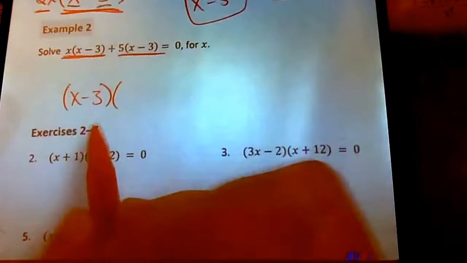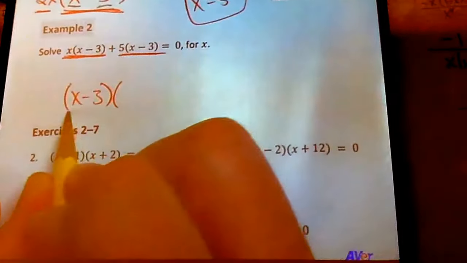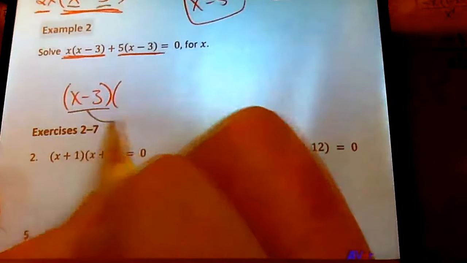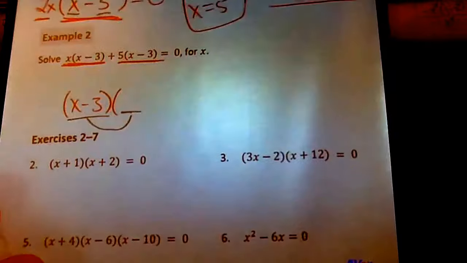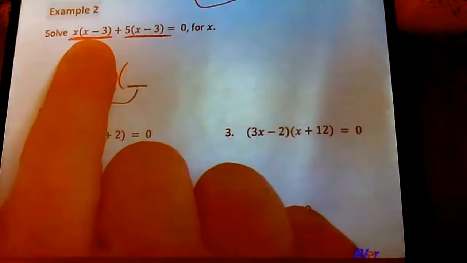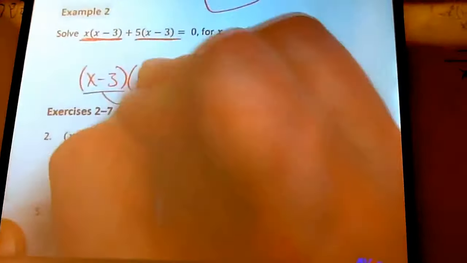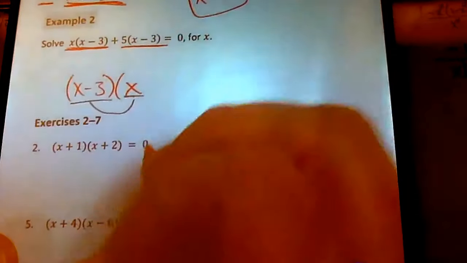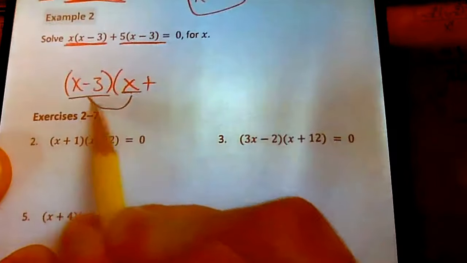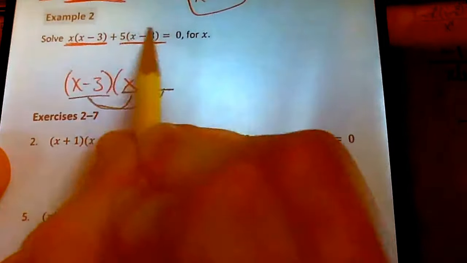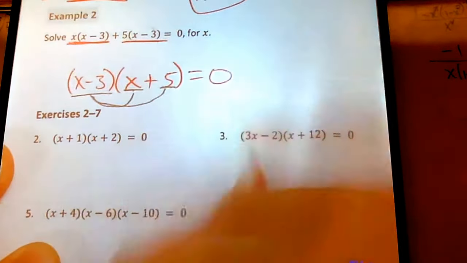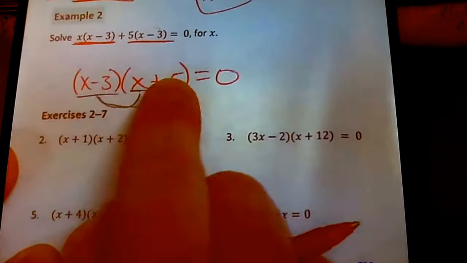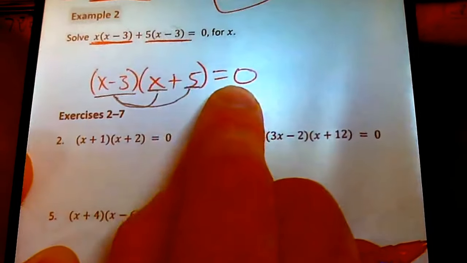Now I'm asking, I got x minus 3 right here, and I asked, x minus 3 times what will give you this? X. Because this is x times x minus 3. So wouldn't it be x plus 5? Yeah, I was going to say, x minus 3 times what gives you this? 5. So now you have x minus 3 times x plus 5 equals 0.